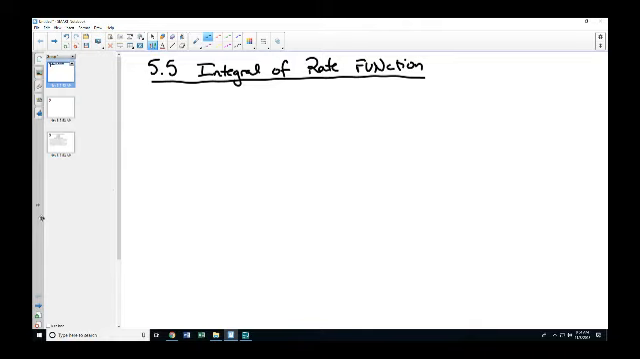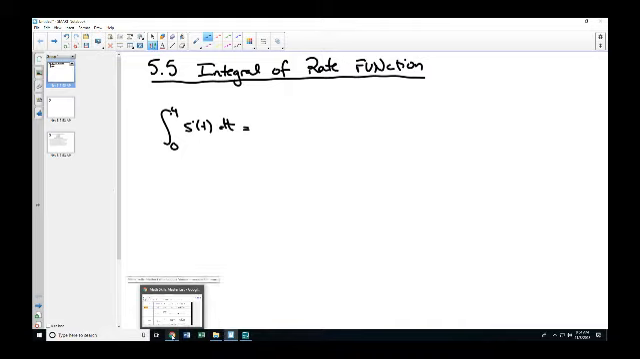Okay, the integral of a rate function is, again, like I said, a big deal because it is one of the applications of integrals. So if we're going back to the fundamental theorem of calculus, let's say we have some derivative. What is the output of that according to the fundamental theorem of calculus?